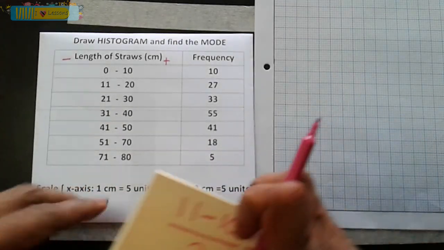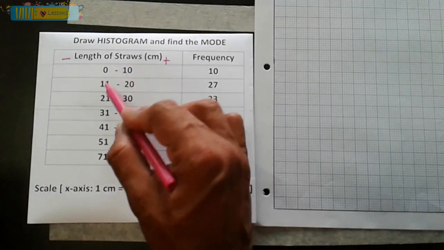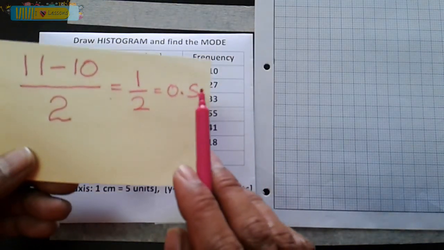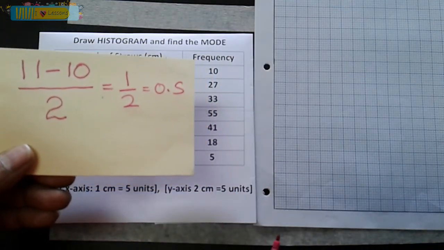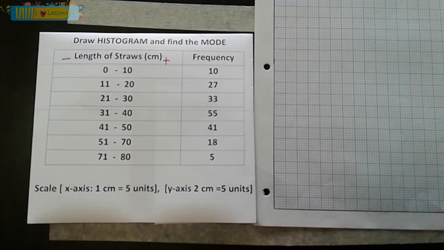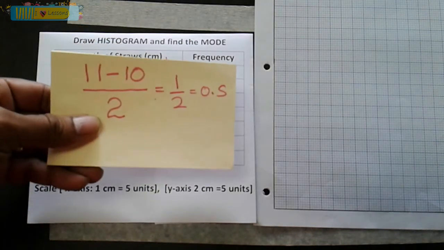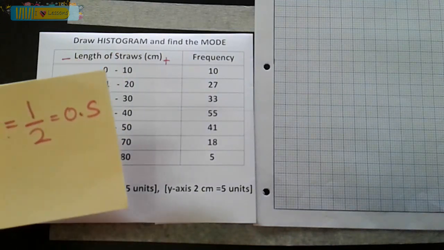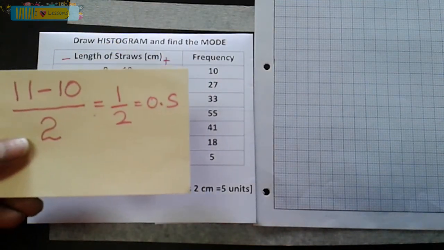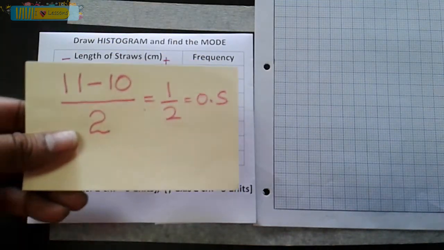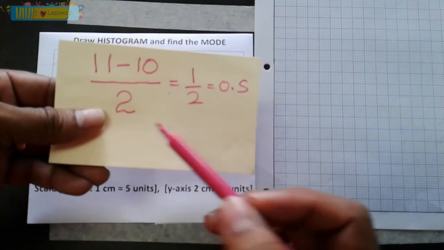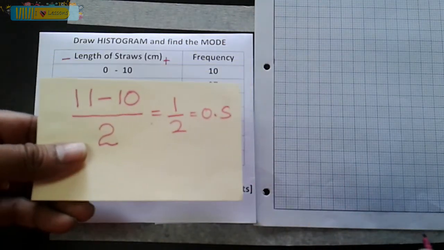Now, in most exams, when you minus these two numbers and you divide by 2, most of the times you will get 0.5. If you've done a lot of past papers, you're going to realize that around 99% of the questions, you're going to get 0.5. It will not always be 0.5. You might be the unlucky person to get a question where when you minus them and divide by 2, you do not get 0.5.